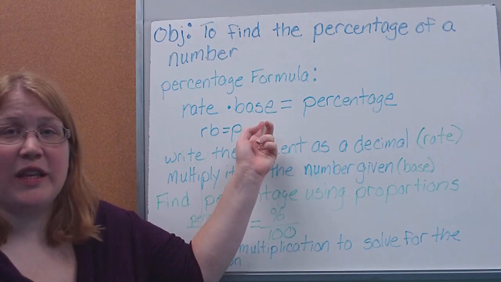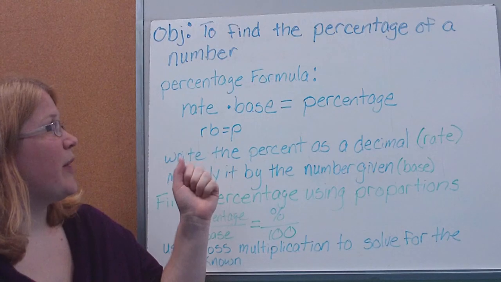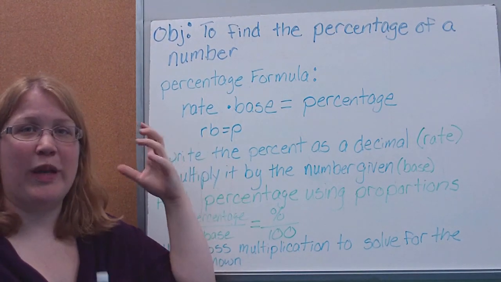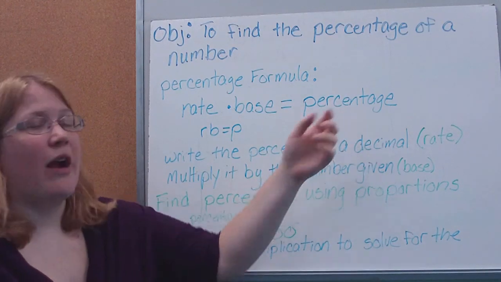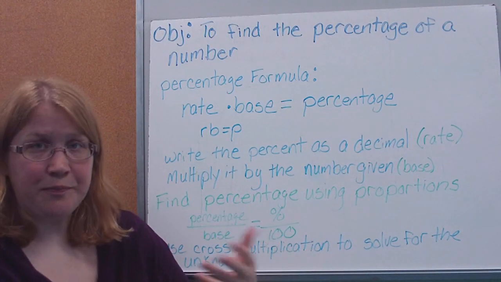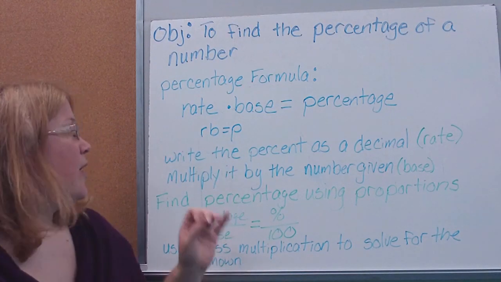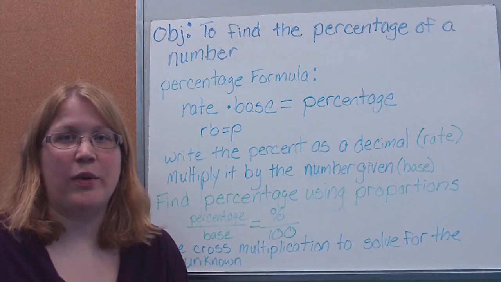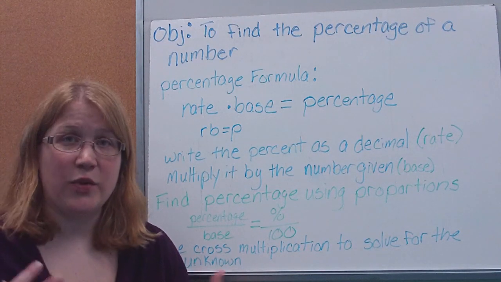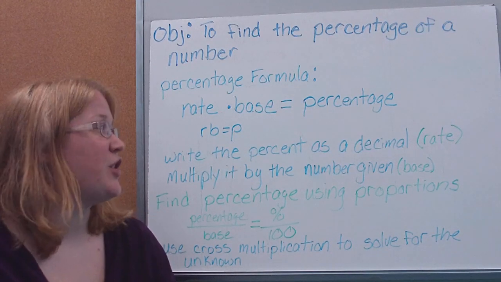I will show you one of these in the examples, and the rest I'll set up as the proportion. So our percentage formula says that we can take the rate, which would be our percent, times the base, which would be the number we're given, to figure out what percentage of a number that is. So rate times base equals percentage. So what we do is we have to write our percent as a decimal to get the rate. So whatever the percentage is, we're going to have to convert that into its decimal form, because we have to use the decimals when we're doing operations with percentages.